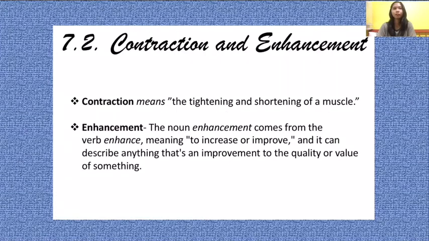The topic of contrast and enhancement. Contraction means the tightening and shortening of muscle. Enhancement. The noun enhancement comes from the verb enhance, meaning to increase or improve, and it can describe anything that is an improvement to the quality or value of something. In the purpose of image processing, enhancement is part of the preparation of the image for visualization. So what do we do with the image?